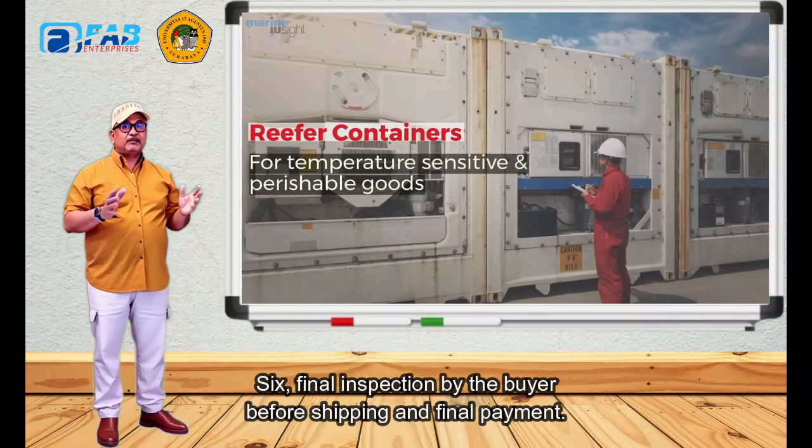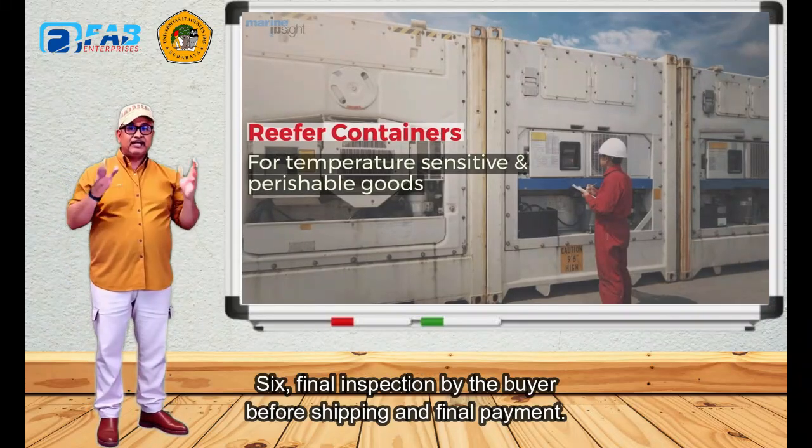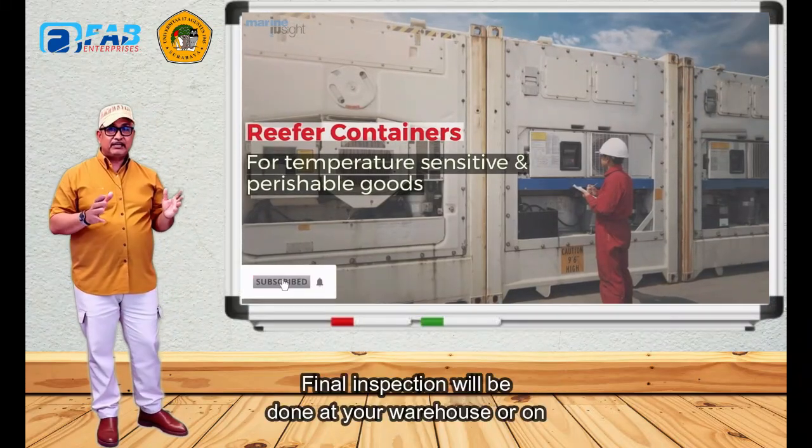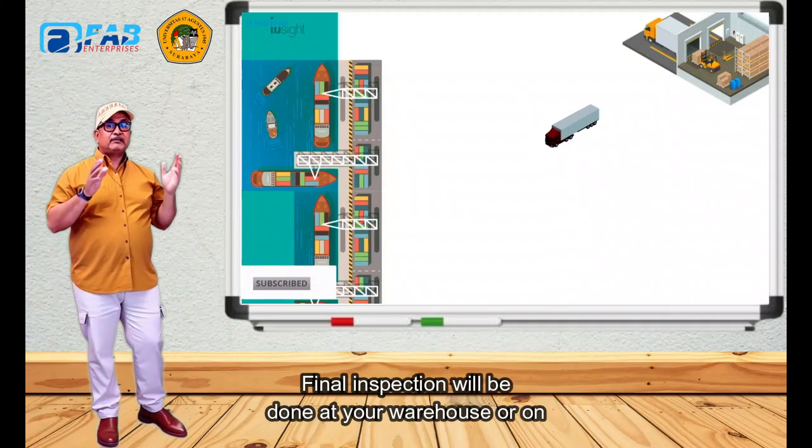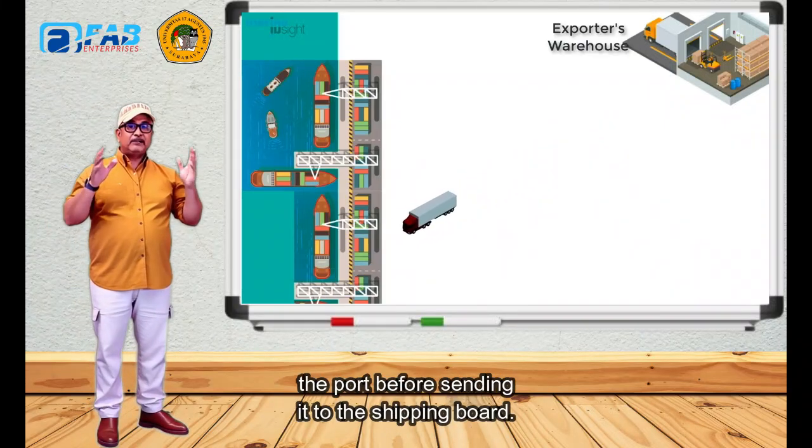6. Final inspection by the buyer before shipping and final payment. Final inspection will be done at your warehouse or at the port before sending it to the shipping boat.